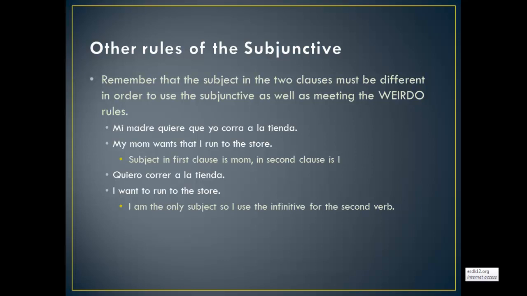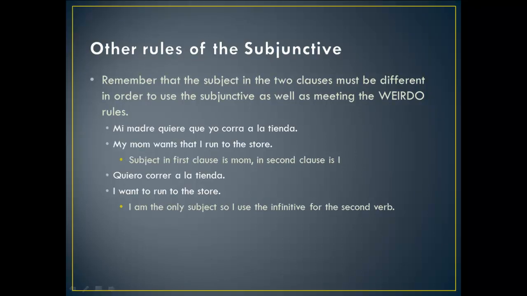So for example, mi madre quiere que yo corra a la tienda. My mom wants that I run to the store. So my mom is the subject in the first clause, I in the second clause, so I need the subjunctive. Because also you're saying she wants that I go to the store. That doesn't mean I'm going to go, okay? So there's your little bit of doubt.